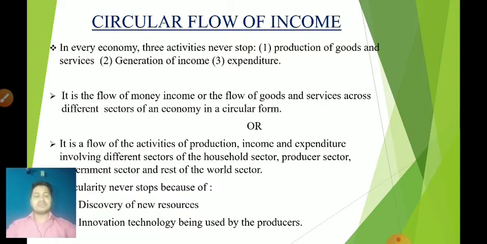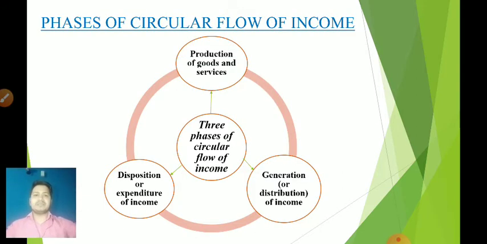Dear student, so this is simply known as the circular flow of income. When money income circulates in the economy from one sector to another sector, it is simply known as circular flow of income. Now our next topic is the phases of circular flow of income. Dear student, the circular flow of income has three phases. The first one is production of goods and services, in which the goods and services are produced by the firm or by the factories.